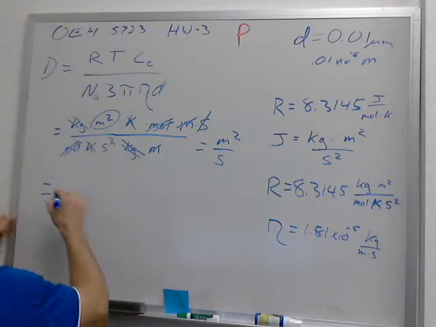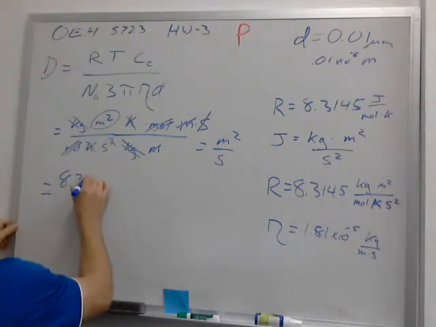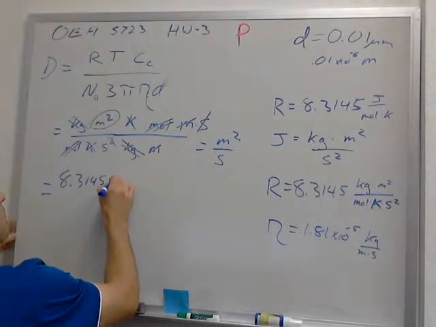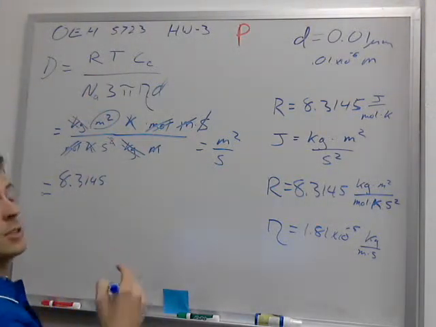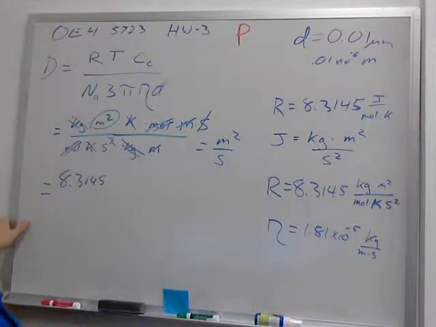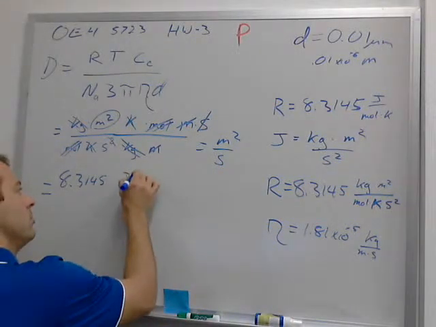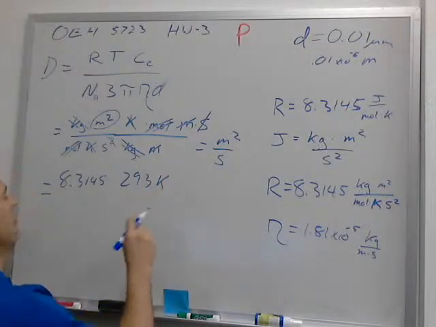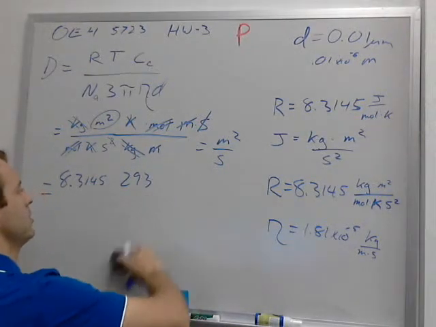So our numbers are 8.3145, and those were the units. Our temperature needs to be expressed in Kelvin, and so what did we say? We said assume this is 20C. So 20C is 293.15 Kelvin. We're going to leave that off, and I'm leaving off my units for this.